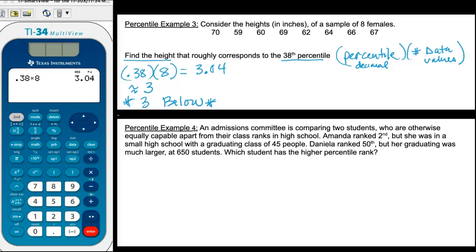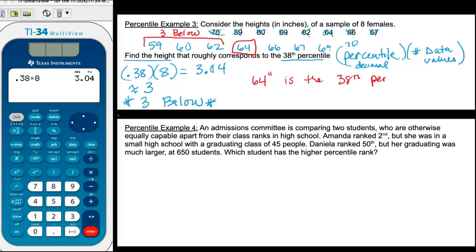So I am going to first put these heights in order. So it looks like 59 is first, and then 60, and 62, and 64, and 66, and 67, and 69, and then 70, and I'm going to find the value that has 3 below. So that would be 64, because that would be the 4th value, because this value has 3 below it. So for my answer, I would say 64 inches, the person who is 64 inches, is the 38th percentile.